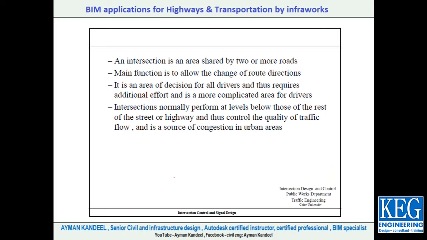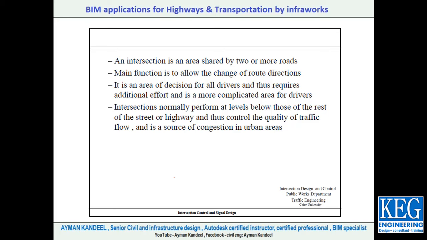What is the meaning of intersection? Intersection is an area shared by two or more routes. The main function is to allow the change of route direction. It is an area of decision for all drivers and thus requires additional effort and is a more complicated area for drivers. Intersections normally perform at a level below those of the rest of the street or highway.